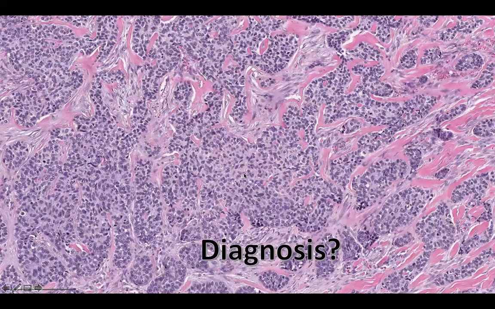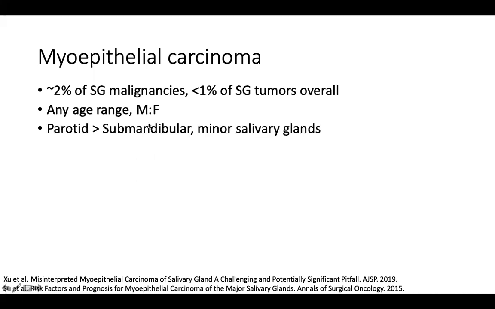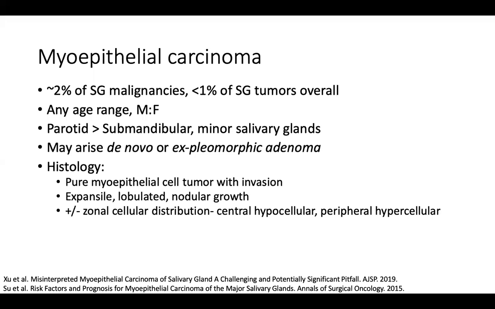So I'd ask you what this is. I don't really want to waste time. This is myoepithelial carcinoma. This is relatively rare. It's 2% of salivary gland malignancies, less than 1% of salivary gland tumors overall. It can occur in any age range from adolescents to adults, with equal gender distribution. It usually occurs in the parotid, like most of these tumors. And these can arise de novo or ex pleomorphic adenoma, similar to salivary duct carcinoma and epithelial myoepithelial carcinoma.